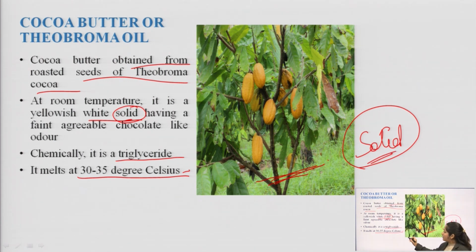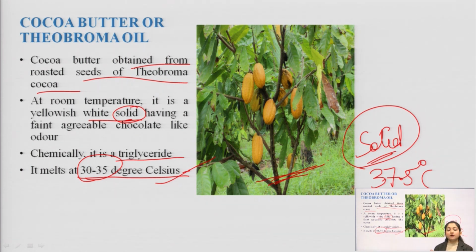Now, the cocoa butter melts at 30 to 35 degrees Celsius. This melting range is of prime importance, because we want the suppository to melt at 37.5 degrees Celsius, the temperature of our body. If the medication does not melt at this temperature, what is the major issue? The medication might melt earlier or it might melt late. This is actually a problem, and here that problem is minimized by using cocoa butter. So, cocoa butter is of prime importance for use.